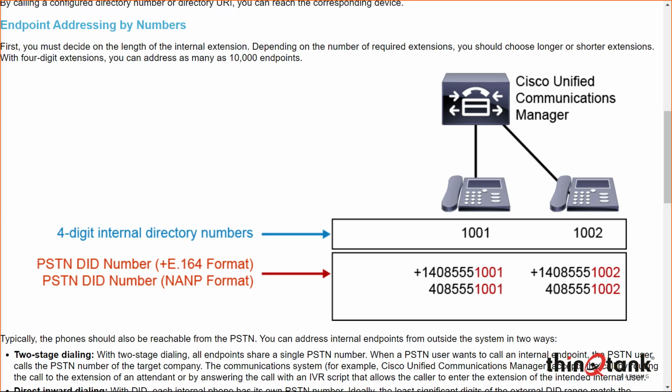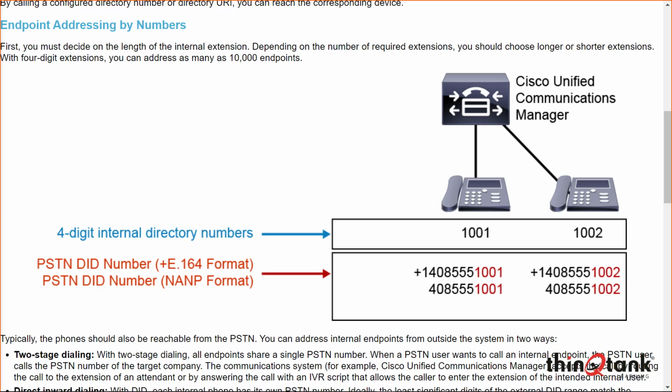Now, oftentimes what companies will do is they will try to establish their internal extension dialing plan based on the block of DIDs that they have. So you have this E.164 number with the plus, or the North American number. They're basically the same thing. The only difference is the one has the country code and the other one doesn't have the country code. But we have that number that kind of maps to the extension.